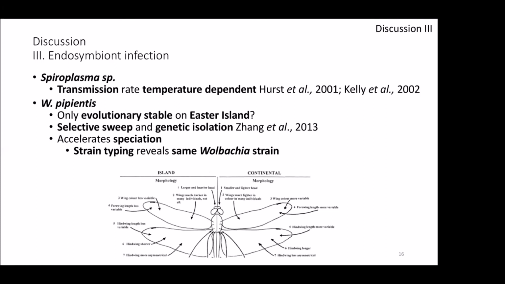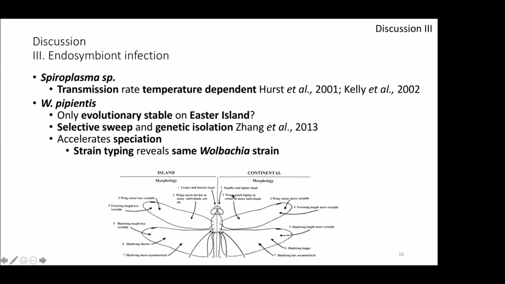And we have another picture in Wolbachia, which is only present on Easter Island, and the question is whether this is only evolutionarily stable on Easter Island, because we see that there are differences in the mitochondrial genome, and Wolbachia can have a selective sweep on its host mitochondrial genome and lead to genetic isolation. If some populations are infected with Wolbachia and others aren't, this could lead to these populations not being able to interbreed anymore. So we have ongoing speciation on Easter Island, and I think it is really accelerated by its infection with Wolbachia.